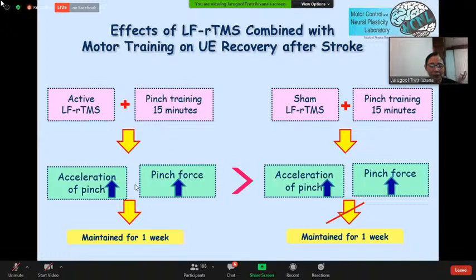With the real TMS combined with motor training, it can increase pinch force and acceleration of pinch, and that effect lasts for a week. Remember, I told you TMS by itself only lasts for 1 hour, okay? But when it combined with pinch training for 15 minutes, it lasts for a week. Wow, this is good, okay? And that's what was not seen in the control group. So this is the first study to give me and my group and my student motivation to continue the study.